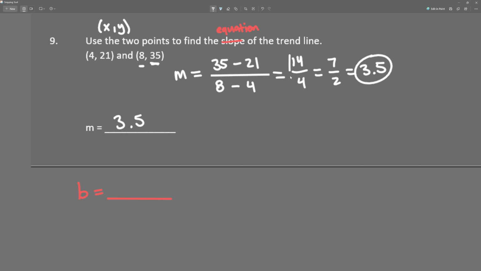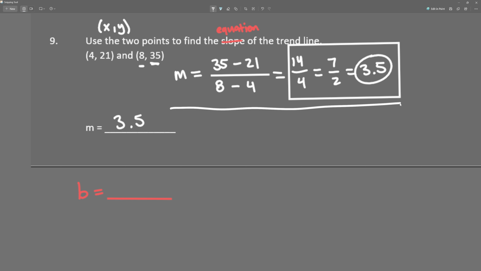My slope is 3.5. All three of these are correct, and it's so funny because it turns out that when we actually do this problem, 14 over 4 is the easiest way to find the y-intercept. So let's find our y-intercept now. We found our slope. How lovely. I'll show you what I mean by 14 over 4 being a little bit easier. It has to do with this 4 right here.